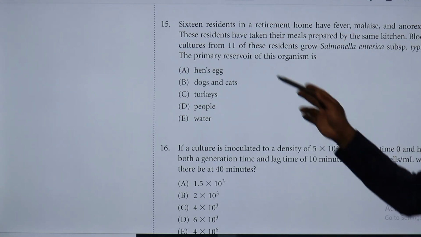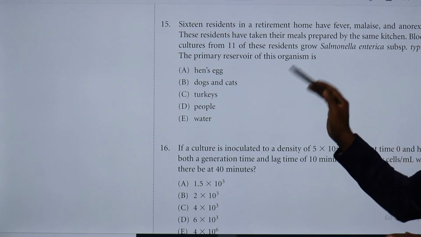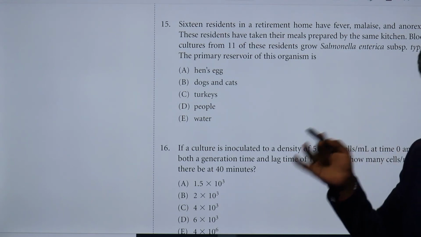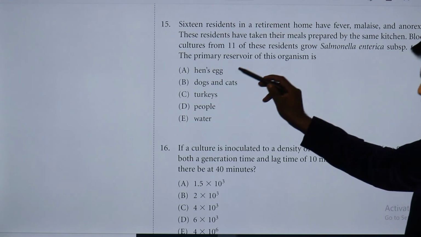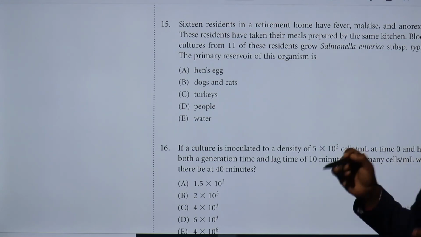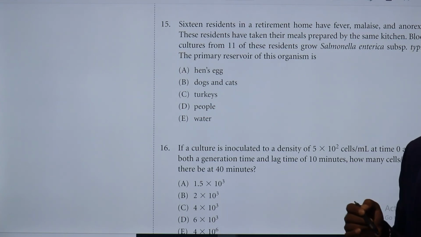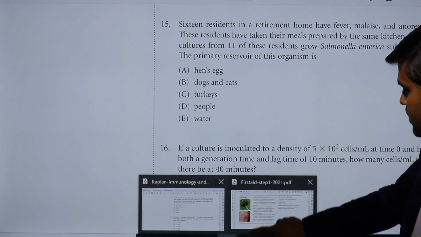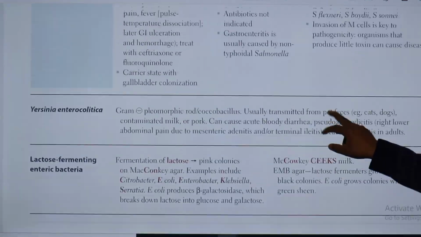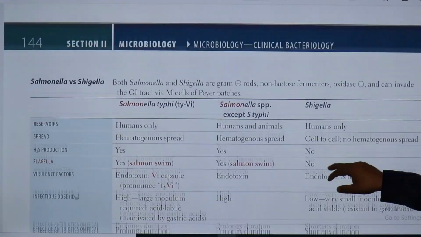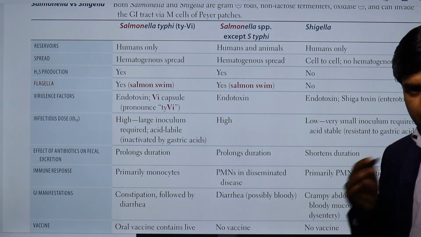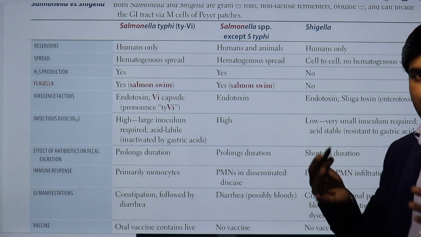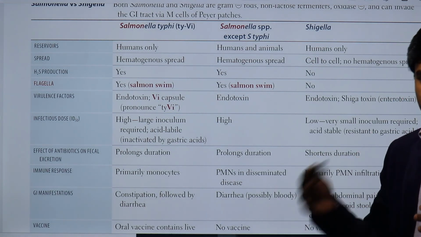Now what are they asking? The primary reservoir of this organism. They are not asking about the culture, the properties, or other features of the disease. They are asking the primary reservoir. So what is the reservoir of the organism? If you remember the Salmonella species, the typhoid name came from Typhoid Mary, which is a human. So you should remember for Salmonella typhi, the reservoir is human, and for other species the reservoir is animal.